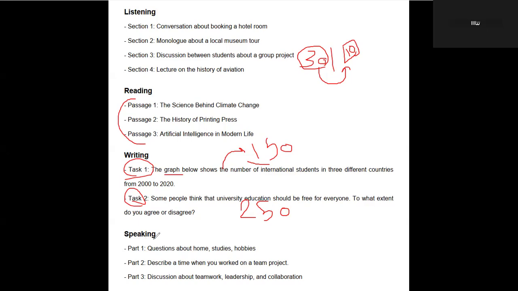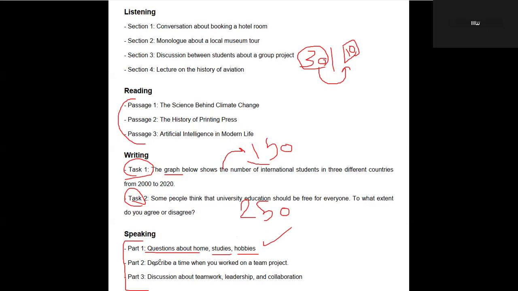Now let's go for the speaking part. You have three parts that you will go through, inshallah, in the speaking part, which is from 11 to 14 minutes. Questions about home, studies, hobbies. Not now, I'm just telling you. In the exam, you have questions about home, studies, hobbies, and so on.